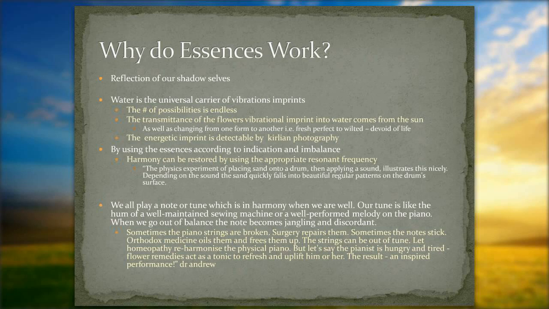What is really neat is that we get to see the transmittance of the flower's vibrational imprint into the water, and this is coming from the sun. So the sun's using its radiation to basically transform and degrade the plant, changing it from one form to another, basically taking it from perfect to wilted, devoid of life. This is really what Bach saw as how flower essences work. They take something that is devoid of life and they bring it back to a more perfect state of being, that vital potential that's there within everybody.